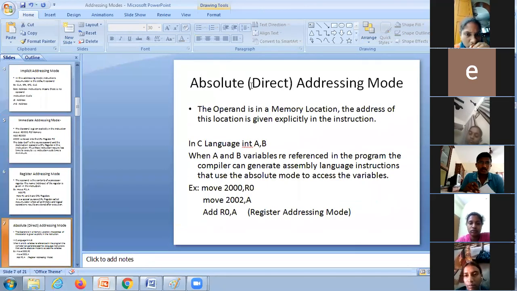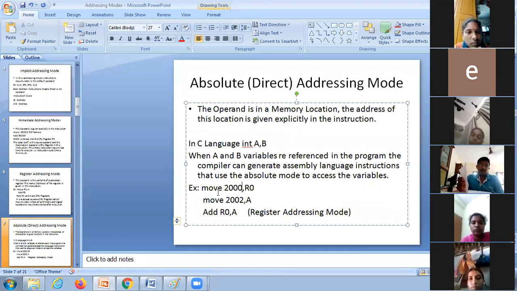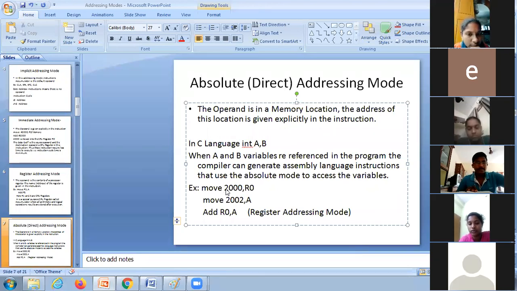This is absolute addressing mode. Here you are going to use addresses. Move 2000, R0. Is 2000 data or address here? Respond please. Data, sir. It is the address, not immediate. It is the address.